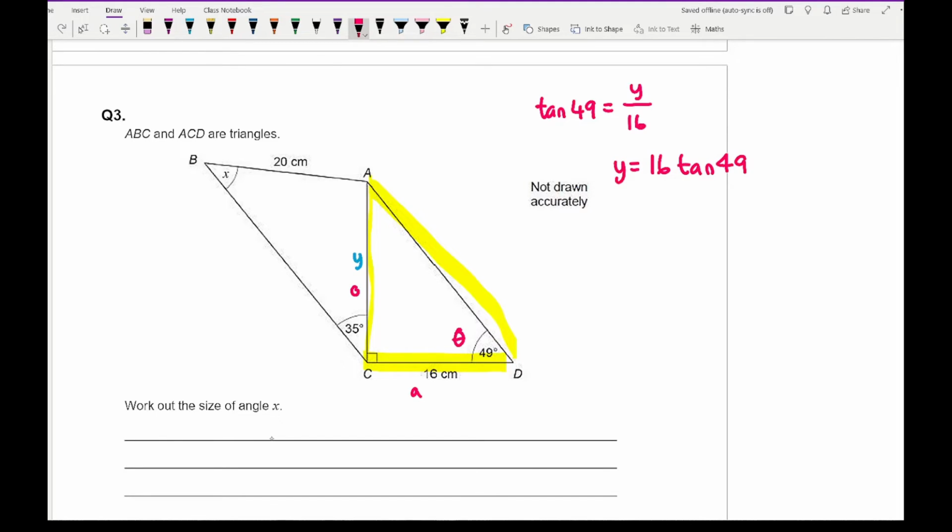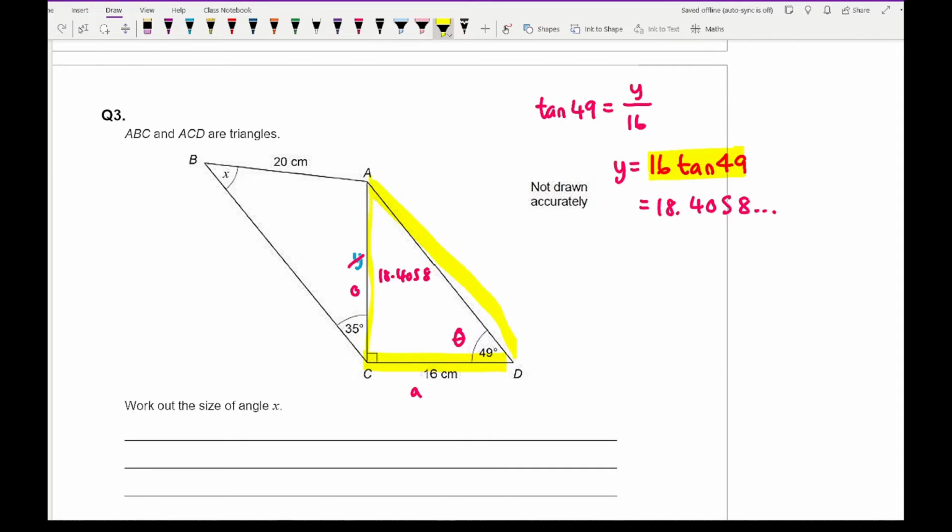Now I can type that into my calculator and I'll get a long decimal number, which in this case is 18.4058. Because I've not finished the question, I can just write 18.4058. One thing you might want to do, because sometimes accuracy does come into it, is just write the answer of y as 16 tan 49, and that will give us the exact value. It just means we've got to type in a few extra numbers, but the choice is yours.